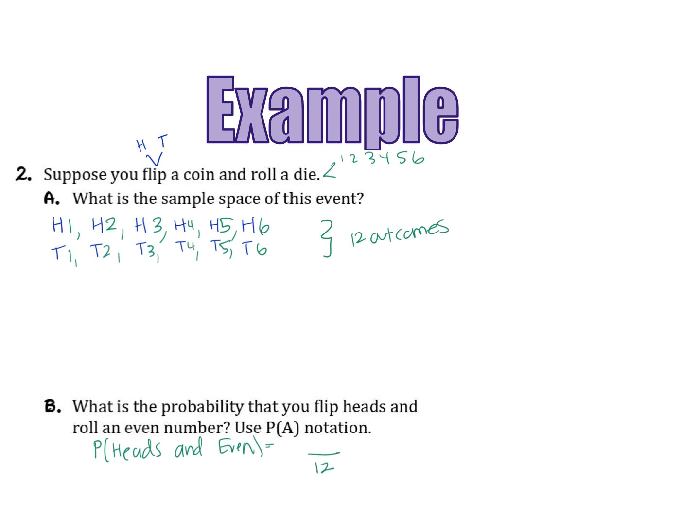And then what we're going to do is look up and see how many of our outcomes actually have heads and even. So go ahead and pause the video and just circle or highlight each of the answers that meets both of these requirements, heads and even. All right, hopefully you had time to do that.